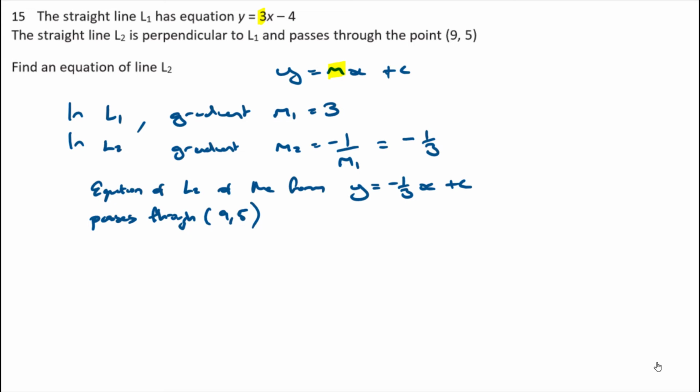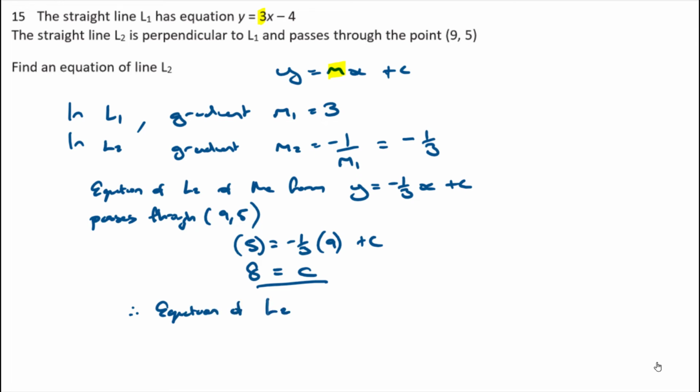So subbing in y is 5: 5 is equal to minus 1/3 of x, which is 9, plus c. So minus 1/3 of 9, that's 1/3 of 9 is 3, so that would be minus 3. So 5 equals negative 3 plus c. Adding 3 to both sides, I'm going to get 8 is equal to c, aren't I? Okay, so therefore, the equation of L2 is y equals minus 1/3 of x plus 8.